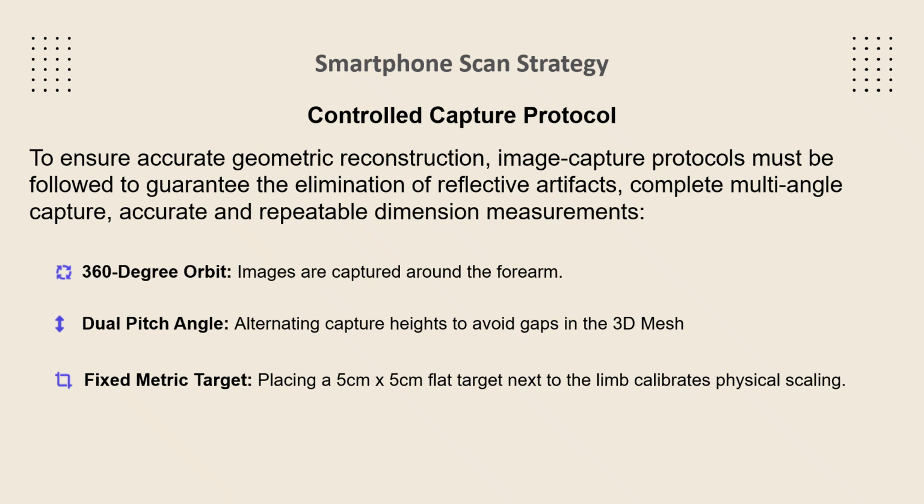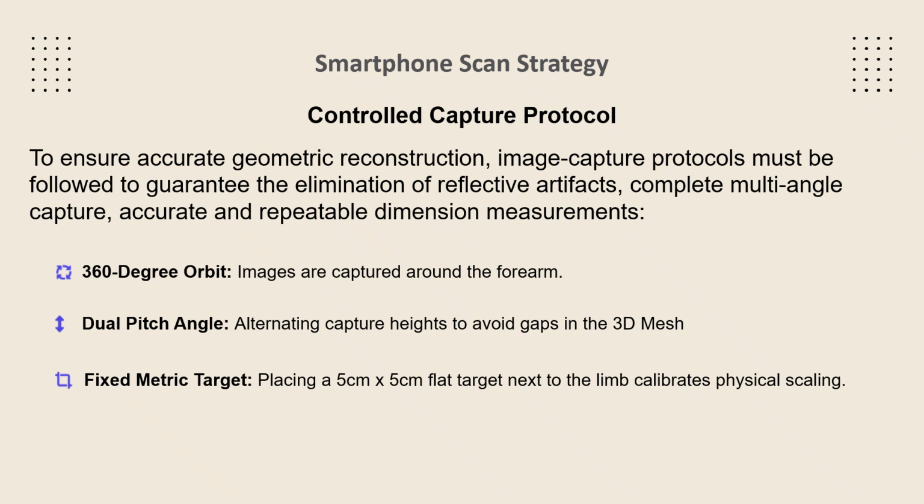at uniform angular positions. The second strategy is the dual pitch and angle strategy, where we prevent geometric gaps in the final 3D mesh around difficult anatomical features like the elbow joint and muscular contours by changing the smartphone camera height during sequential orbits, alternating low and high camera elevations.